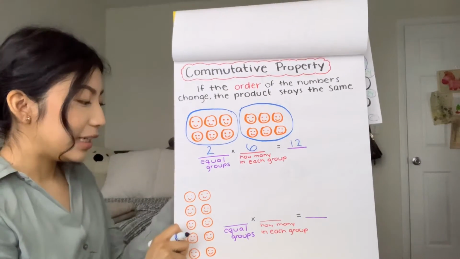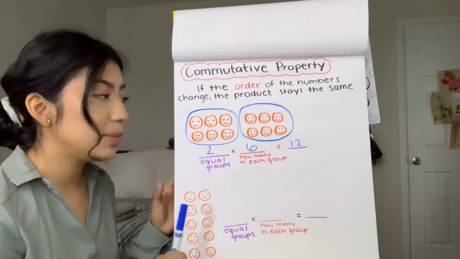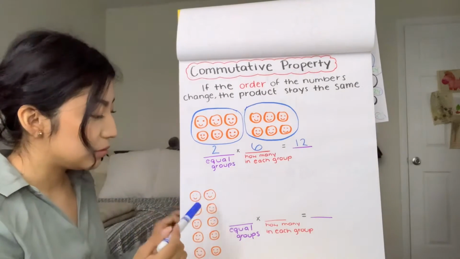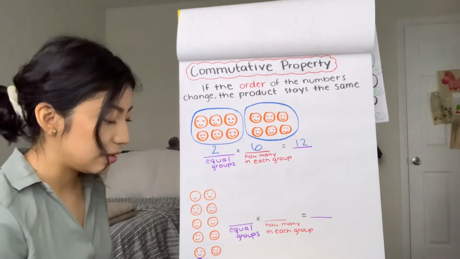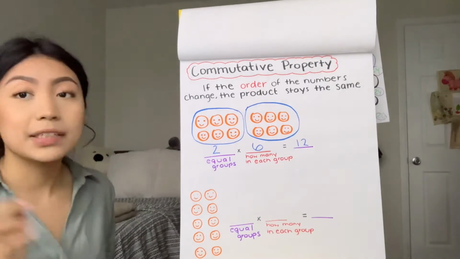All right, look at these smiley faces. They're organized a little bit differently, right? But how many are in it? Let's count. 1, 2, 3, 4, 5, 6, 7, 8, 9, 10, 11, and 12. So let's think of another way that we could put these in equal groups.